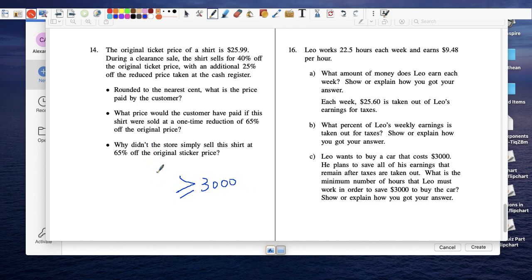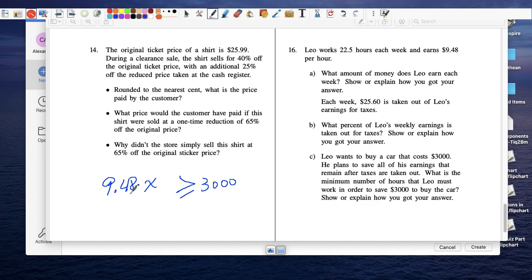Well, it'd be 9.48, which is how much he makes an hour, times a certain number of hours, right? These two multiplied. Yes. Wait, hang on a second. Do I have to consider taxes? Ugh. I'm going to pretend there's no taxes here, okay?